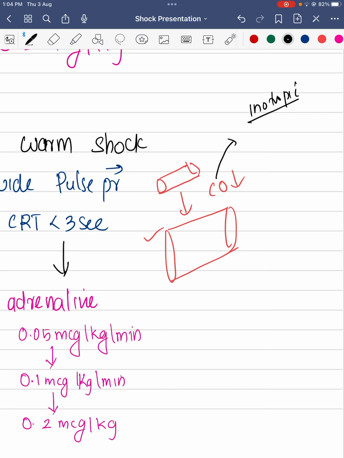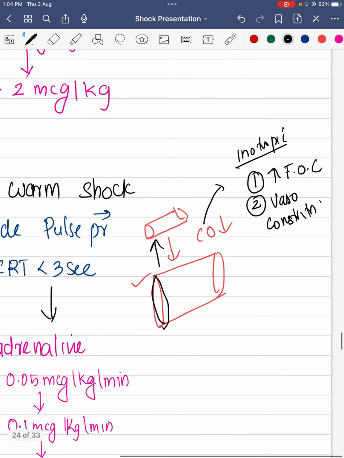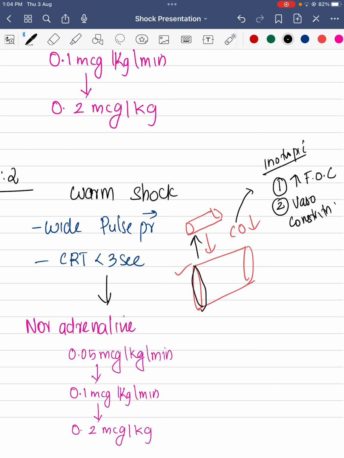Inotrop means the drug which will help us to increase the force of contraction is called inotropic drugs. So one action we need is increase the force of contraction. Number 2, here the vessel is dilated, so we have to make it back. So we need a vasoconstrictor instead of vasodilator, because if we constrict the vessel, it will prevent the pooling of blood in the periphery, which will help us to increase the cardiac output by increasing the stroke volume.